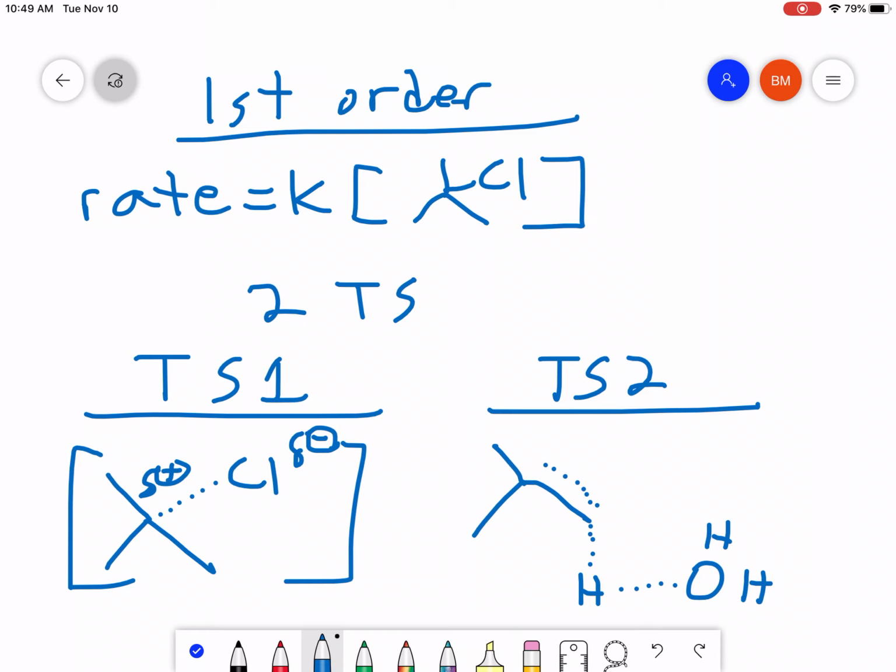All right. Partial charges. This carbon right here was positive. It's in the process of going to neutrality, so it's going to have a partial positive. This oxygen was neutral. It's in the process of gaining a proton and going positive, so it's going to also get a partial positive. And there you go. There are your two transition states for this reaction.